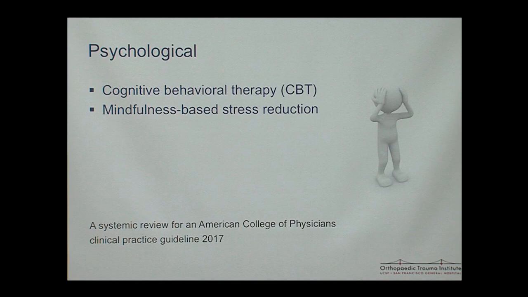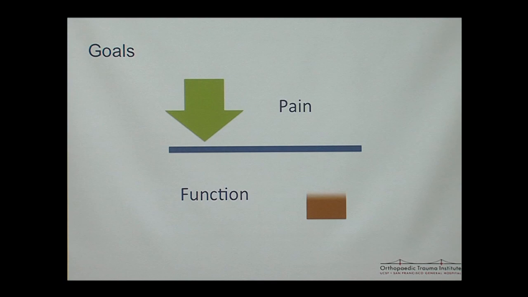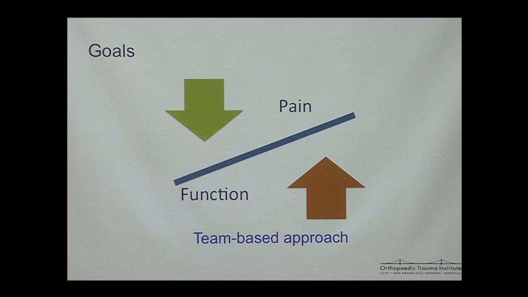Besides exercise or a psychological approach, spinal manipulation, massage, and acupuncture are also helpful according to the clinical practice guideline. But these are for a very short period of time, and the effectiveness is a little lower, but they help some. Our goal is to decrease the pain and increase the function. But we need a team-based approach, and multidisciplinary people are going to treat the patient.